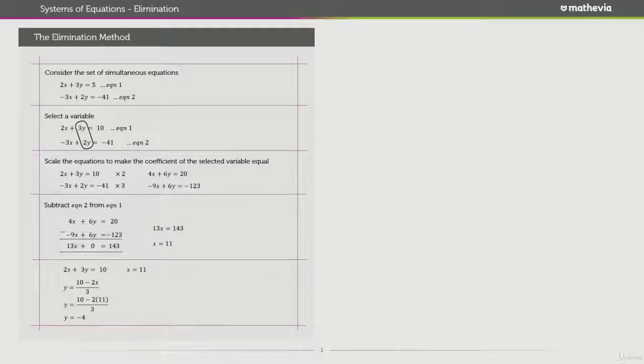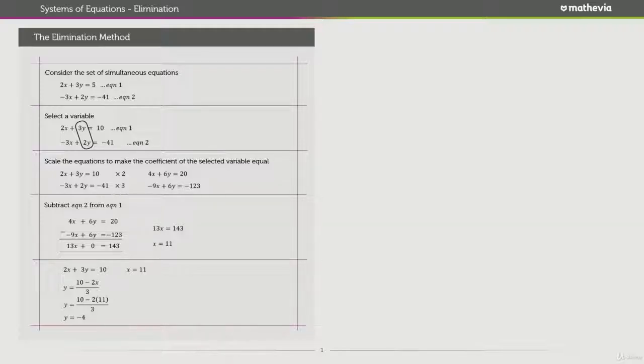Very simple. So the elimination method: you select a variable, and then you scale the equations to make the coefficient of the selected variable equal. You subtract equation 2 from equation 1, and when you do that, because the selected variable is now equal in both equations, you get 0. When you subtract equation 2 from equation 1, you end up with 0, i.e. you eliminate that variable and you're left with a simple linear equation involving just one variable.